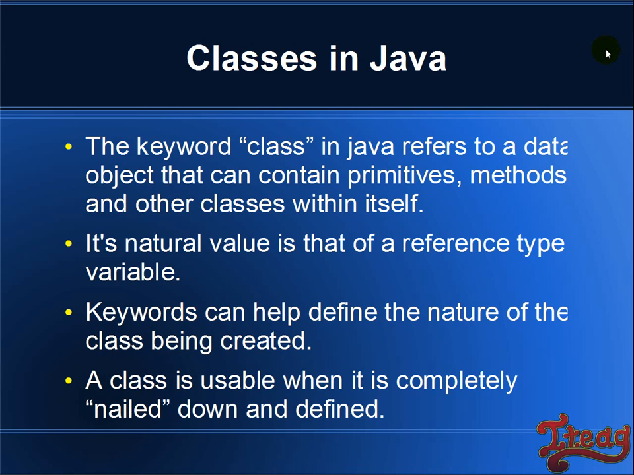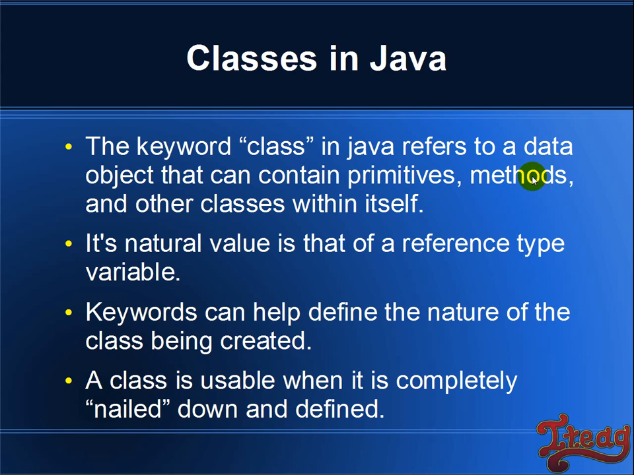So yeah, classes just come from packages, and the big thing about Java is classes. Object-oriented programming. Hey, let's reuse it. All that good stuff. The keyword class in Java refers to this data object, and it can contain primitives: the numbers, the characters, the words, all that good stuff. The data values. Methods. Hey, the code that actually does stuff.